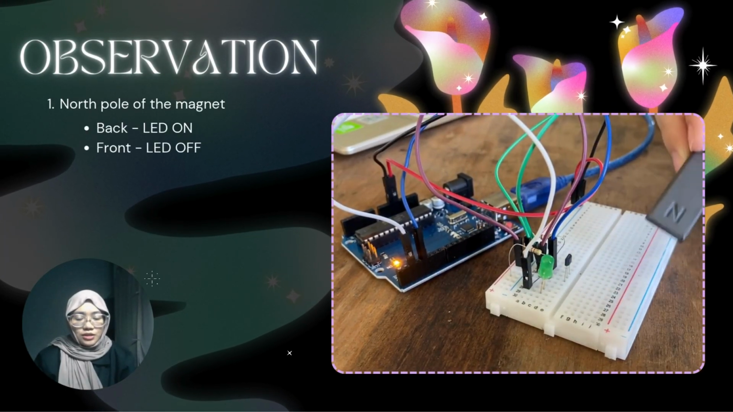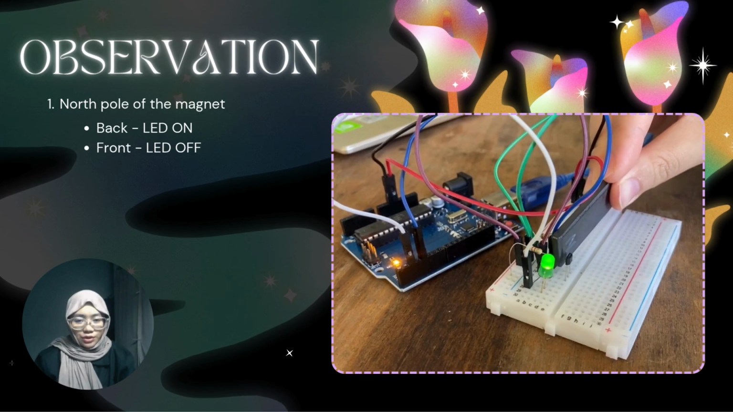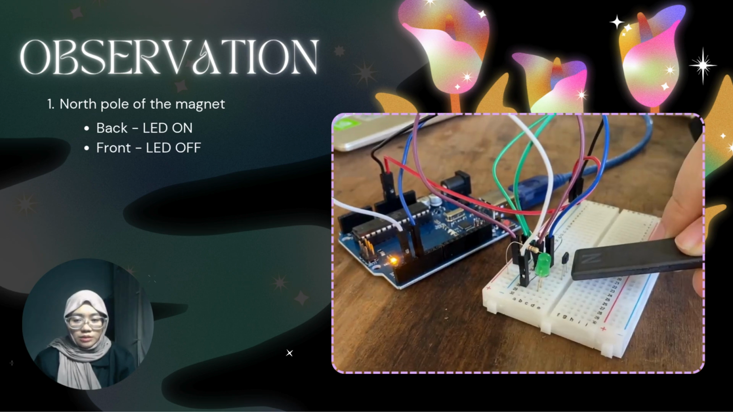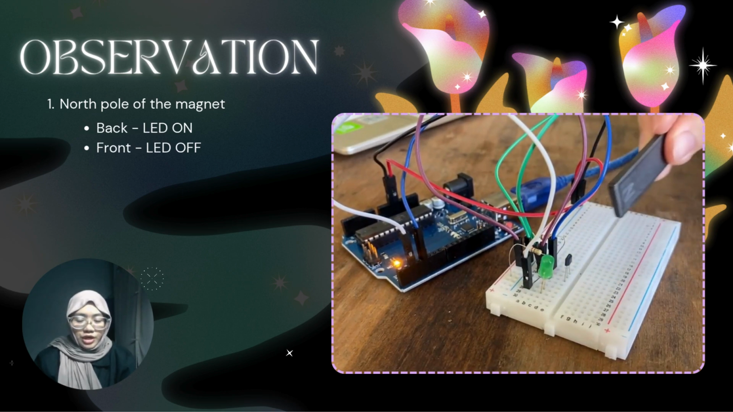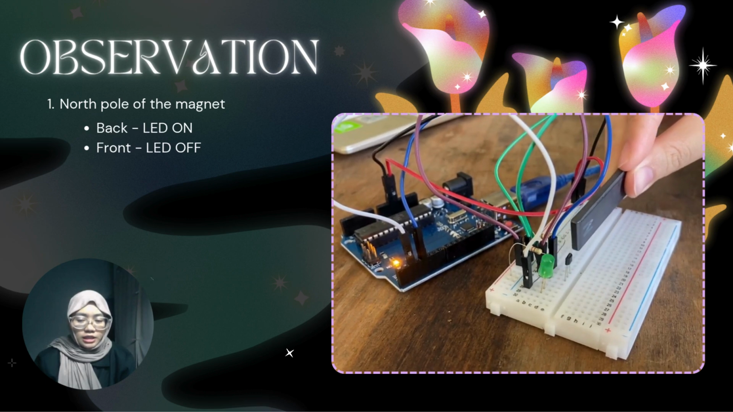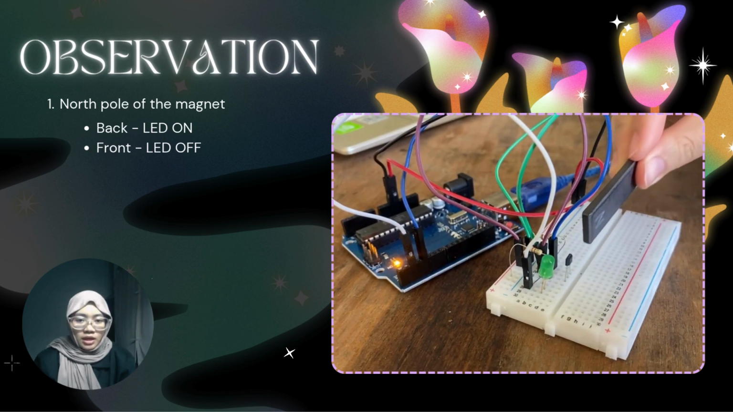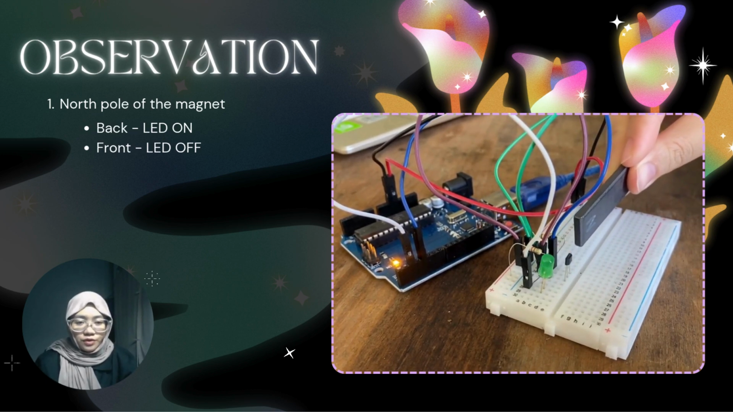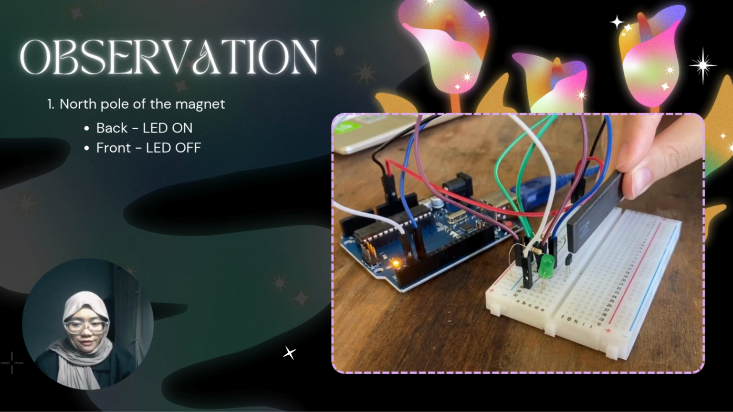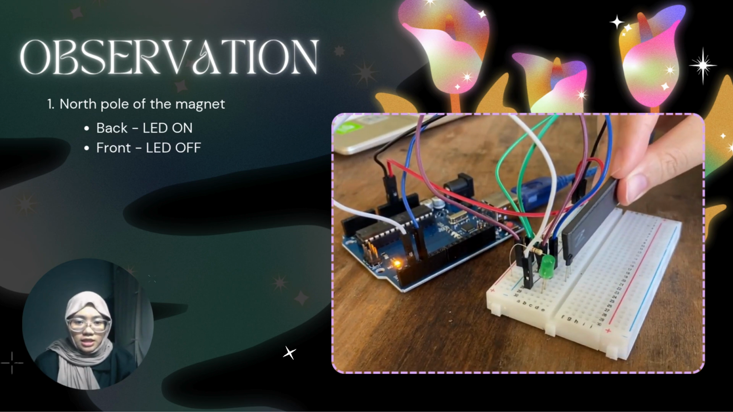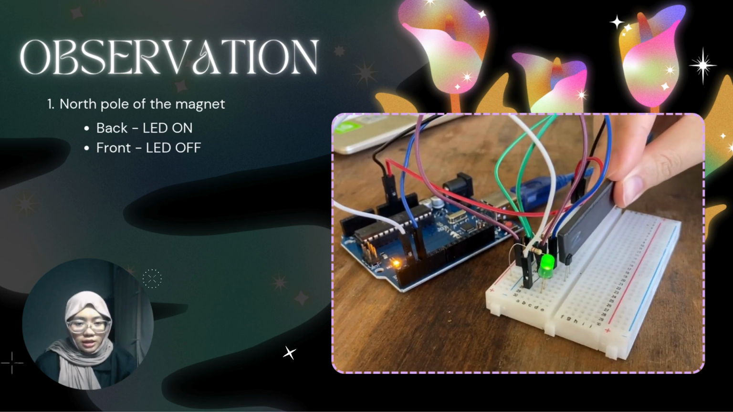Good day, everyone. Today I'm going to explain the observations that we got from our project. In this slide, we will explain the North Pole reaction of the LED, on or off. When we place the North Pole of the magnet at the back side of the sensor, which is the flat side of the sensor, the LED will turn on. But when we move the magnet to the front, which is the curved side of the sensor, the LED will turn off. This shows that the sensor detects the north pole more strongly at the back and stops detecting when we move to the front.